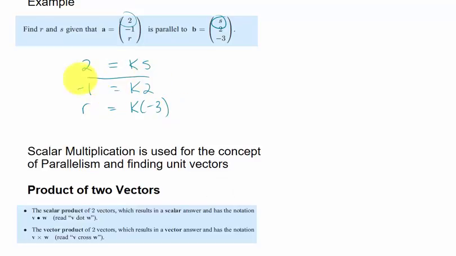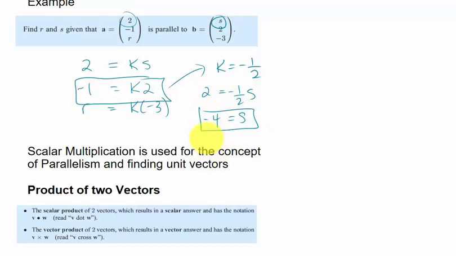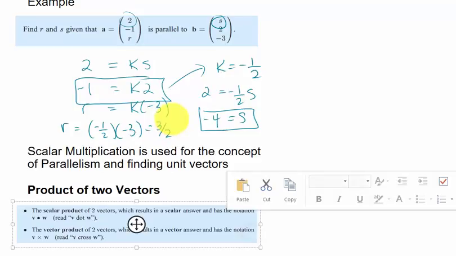So I'm going to start with this middle equation because I can actually find a value for k. And if they're parallel to each other, then that k value has to be consistent with the other two equations. So 2 is equal to -1/2 s. So s is equal to -4. And for the third one, I have r is equal to -1/2 times -3, which is +3/2.